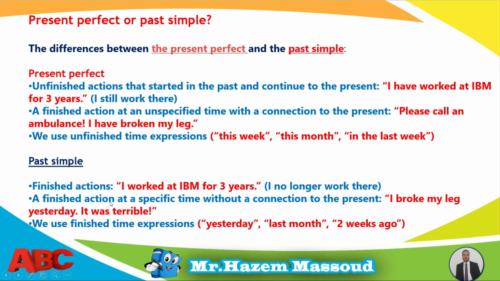Number two, a finished action at a specific time without a connection to the present. I broke my leg yesterday. It was terrible. So in the present perfect, it's not important to say the exact time, but in the past simple, it's important, or I know when the action happened. We use finished time expressions: yesterday, last month, 2 weeks ago. These are the time markers of the past simple tense.